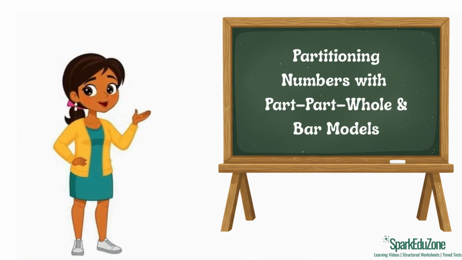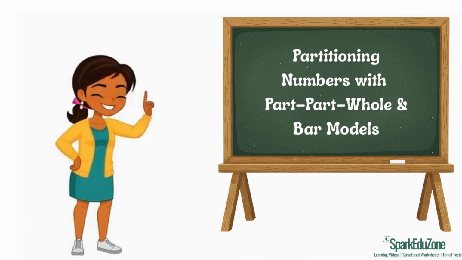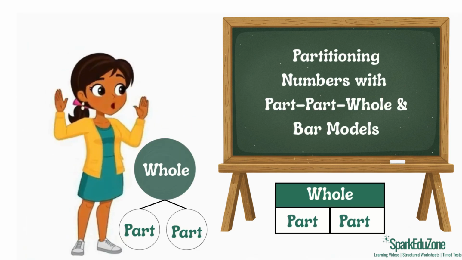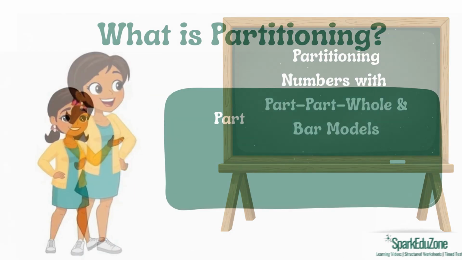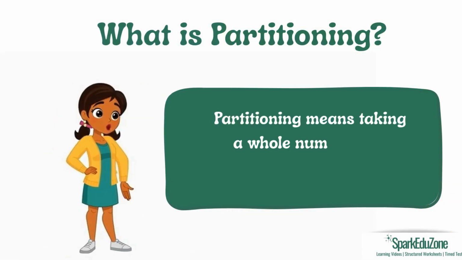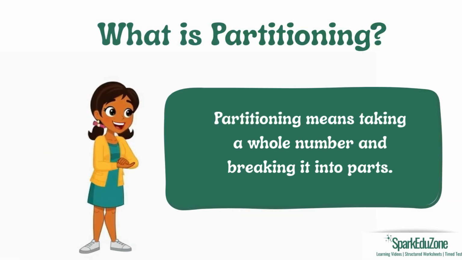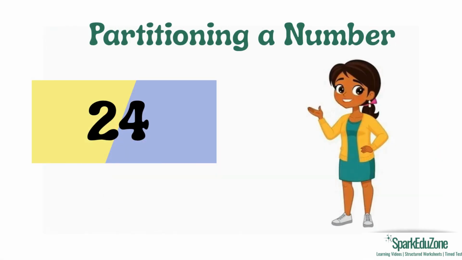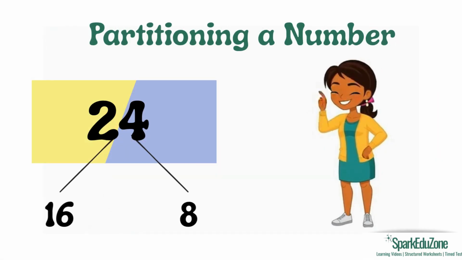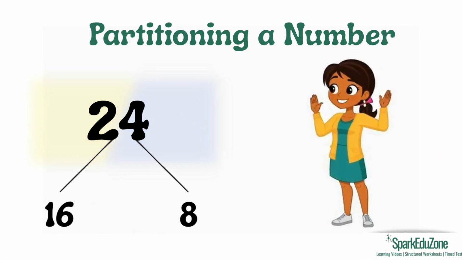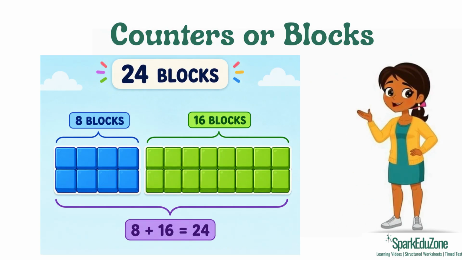Hey, math detectives! Today, we're learning how to break numbers into parts using part-part-whole diagrams and bar models. Partitioning means taking a whole number and breaking it into parts. For example, the number 24 can be partitioned into 16 and 8. We can use counters or blocks to show this.